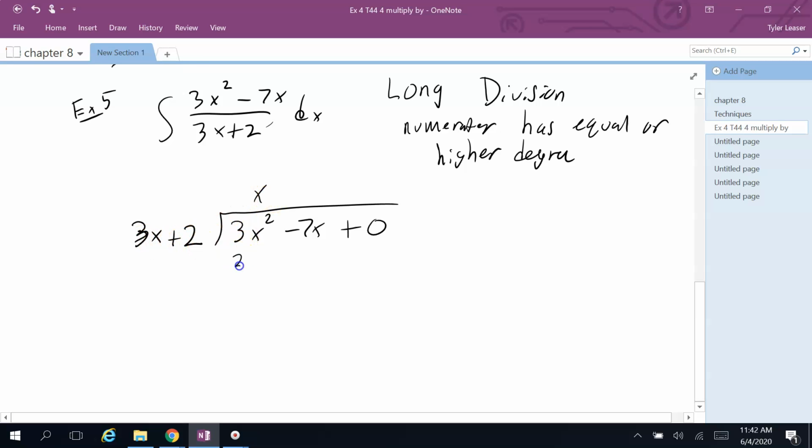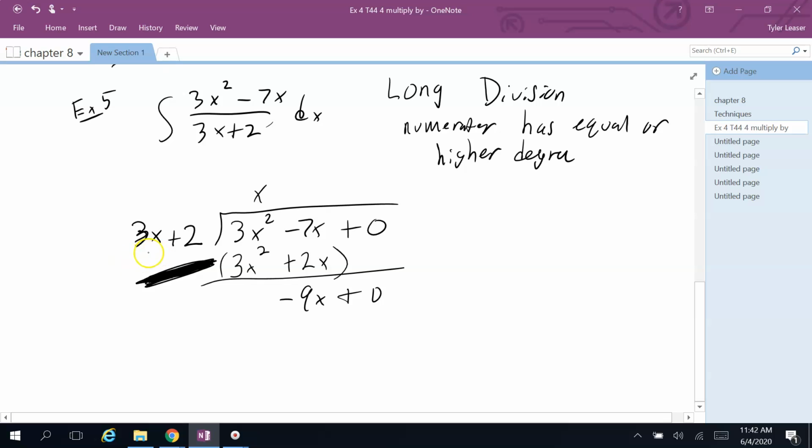X times 3x is 3x squared, right? We planned that to happen. And then x times 2 is 2x. Whatever you need to do to remember that you are subtracting this whole thing away. So 3x squared minus 3x squared is just 0. But then we have negative 7x minus 2x, which is negative 9x. And I guess the 0 comes down. Then you just keep going.